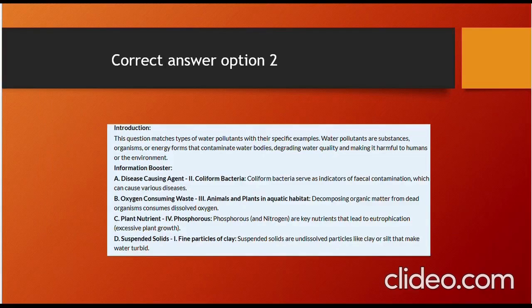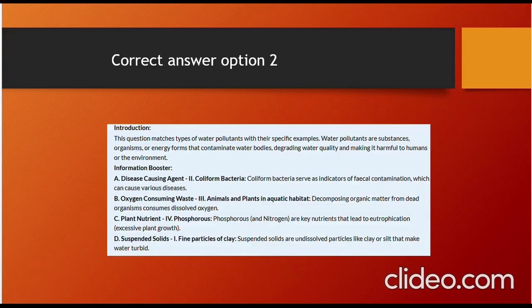This question will involve matching water pollutants with the specific examples. Water pollutants are substances, organisms, or energy forms that contaminate water bodies, degrading water quality and making it harmful for humans or the environment. The first option is A. Disease causing agent corresponds to 2, that is coliform bacteria. Coliform bacteria serve as indicators of fecal contamination, which can cause various diseases.